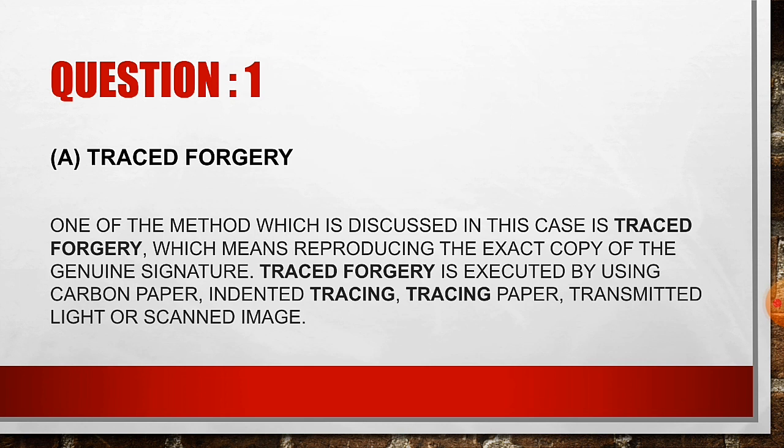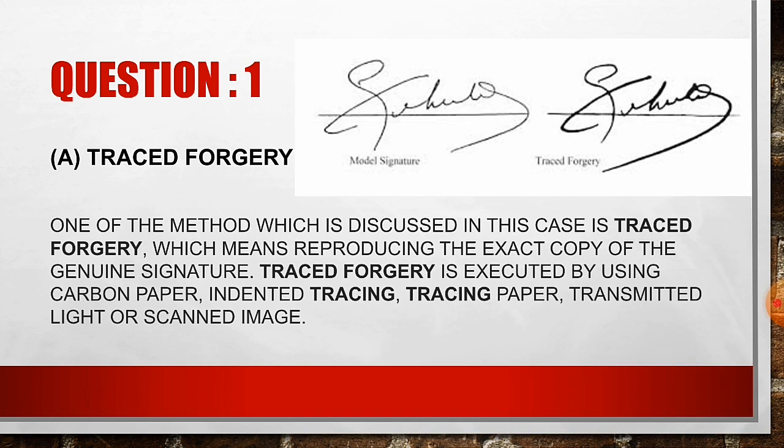If we are using carbon paper over here, it means we need to superimpose something. Remember this. Here you can see the first image shows the model signature and the second shows the trace forgery. It was created by placing a carbon paper on the model signature. So the carbon paper placed on the signature created the new one, that is traced forgery.